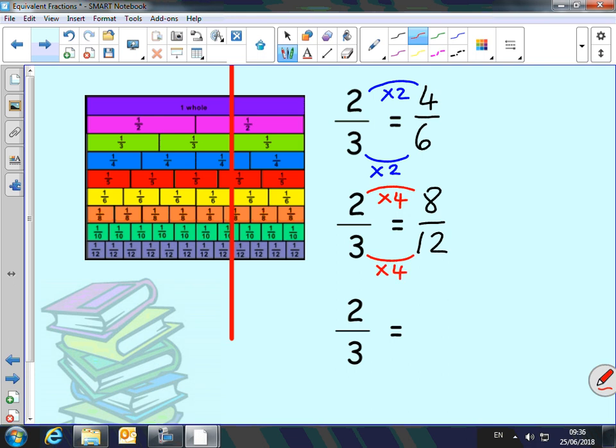I'm going to choose any other number. This time I will choose 7, so multiply by 7. 2 times 7 is 14, over 3 times 7 is 21. So 2/3 is also equivalent to 14/21.